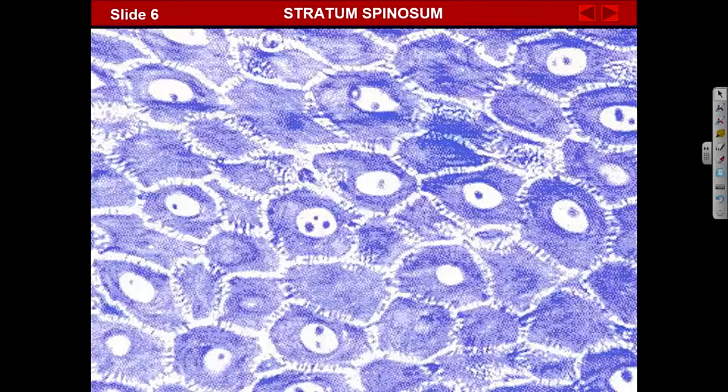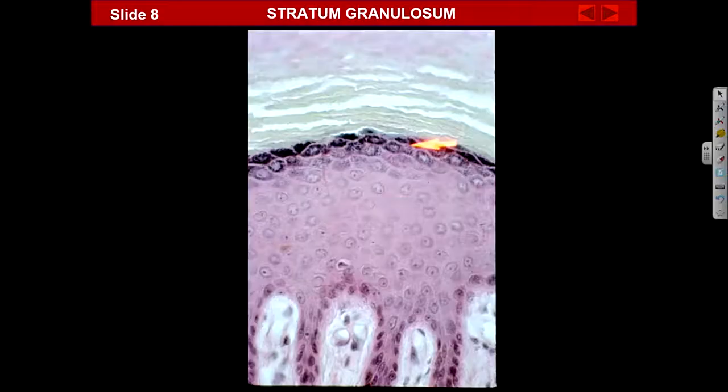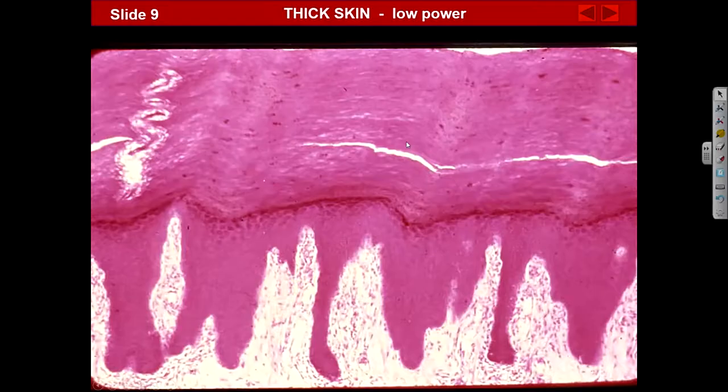Yeah, so here's the stratum spinosum again. You can see now that it's at high power, when the tissue shrank where the desmosomes are attached, you can see this appearance of spiny type cytoplasm. That's because these desmosomes are holding cells together via keratin filaments. Then the third layer of the living cells is the granulosum. You can see it's granular, and the granules give rise to this darker color as well. So that's the last of the living cell layers. Then in thick skin, we have a stratum lucidum, which doesn't really show up here. And of course, the stratum corneum. These are all dead cells.